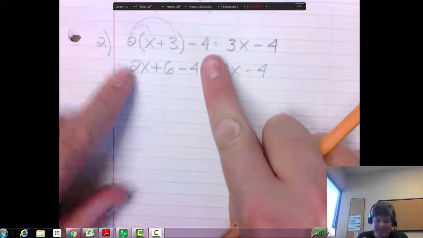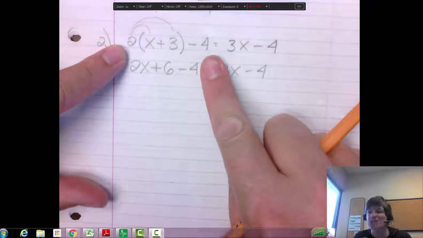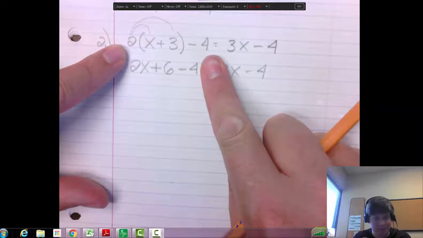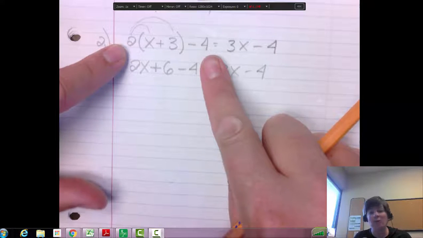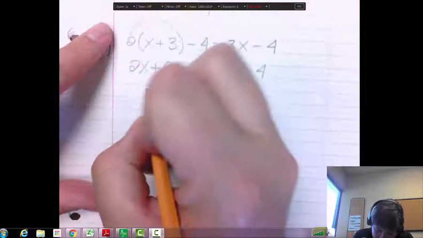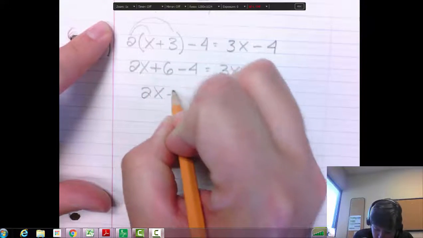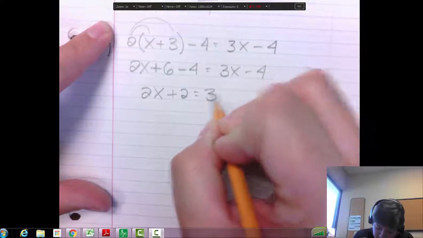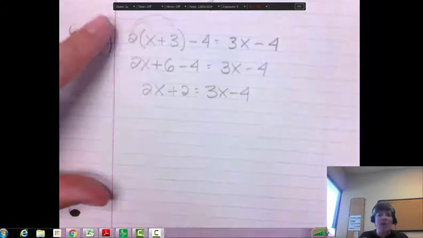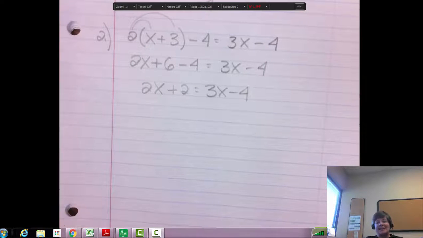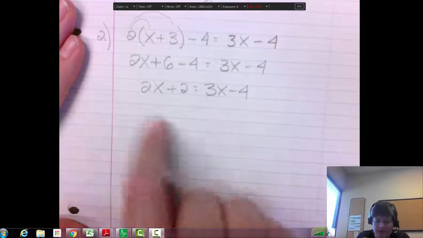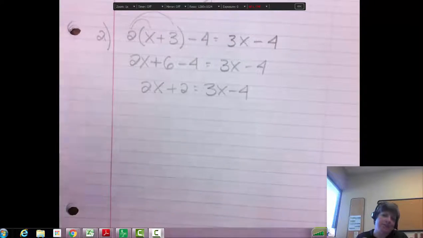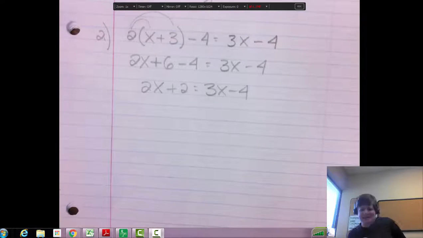Now look on just this left side. I do have 2 regular numbers that can be combined together. So 6 minus 4 is 2. So I really am going to have 2x plus 2 equals 3x minus 4. Now, from here, it's similar to the last section. I got to get those x's together. So I'm going to minus, and I could go this way or this way. There's a lot of ways you can go on these equations. I just try to give you a basic way.